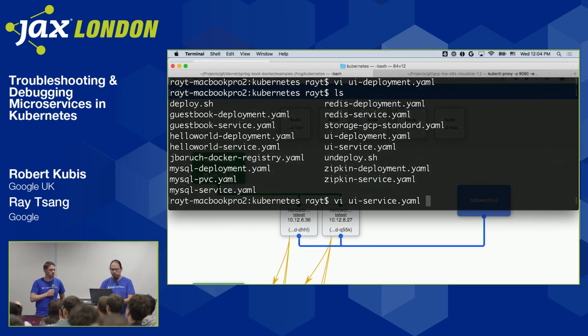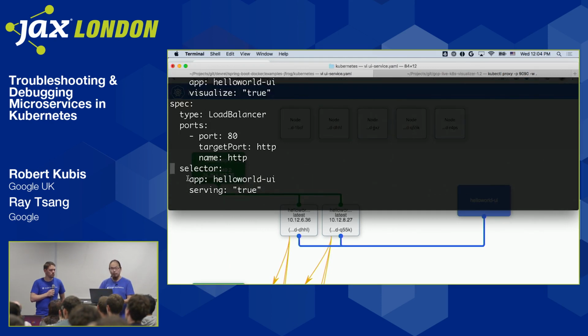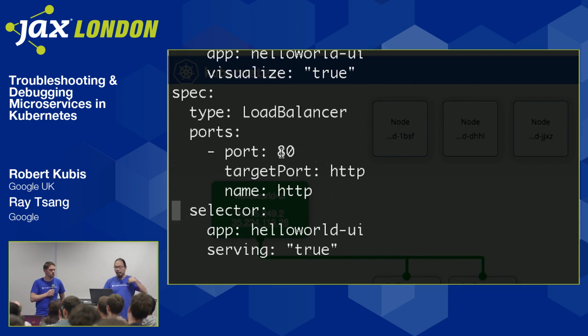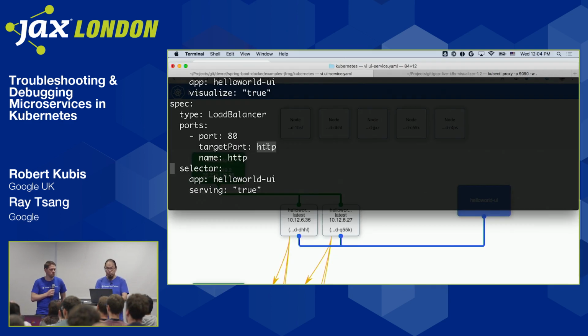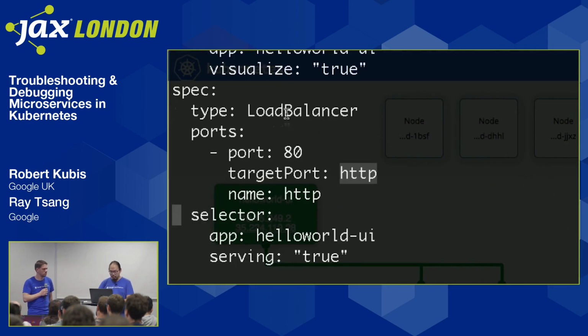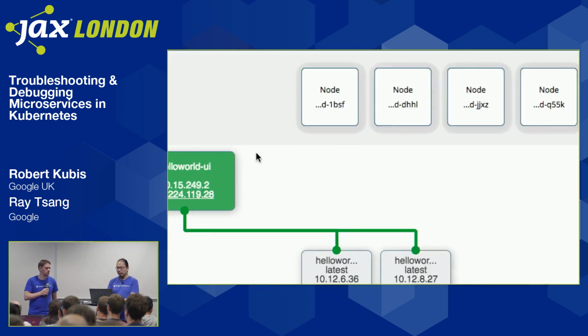What this will do is listen on port 80 and forward it to port 80 and so forth. However, we do want this application to be usable for everybody. And so we created an external load balancer. And what that's going to do is create an external IP address on Google Cloud Platform.